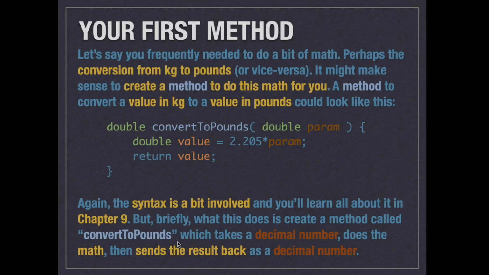So what you're seeing on screen, double convertToPounds, is a valid Java method. Its name is convertToPounds. It does a calculation based on data that it receives. So it receives a decimal value as a parameter, and then it multiplies that decimal value by 2.205, which is just slightly more accurate a conversion. It assigns the result of that into a variable called value, and then it returns that value as a double decimal number.